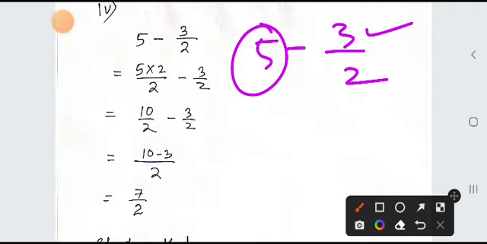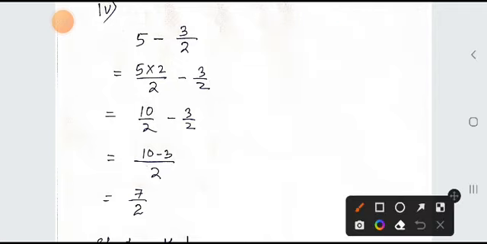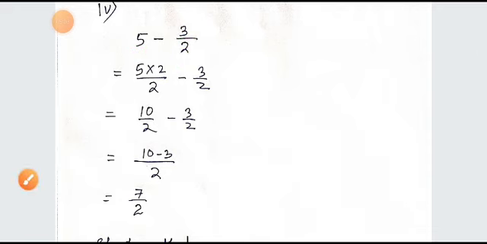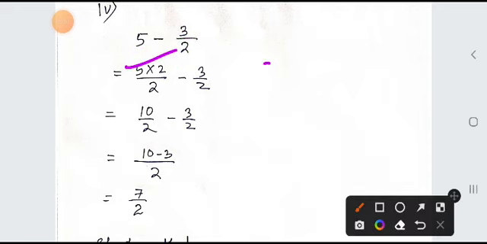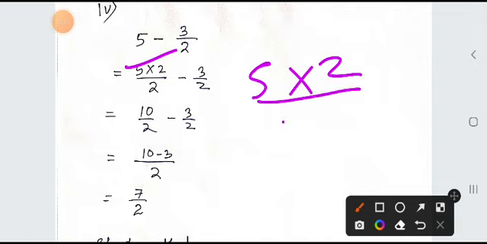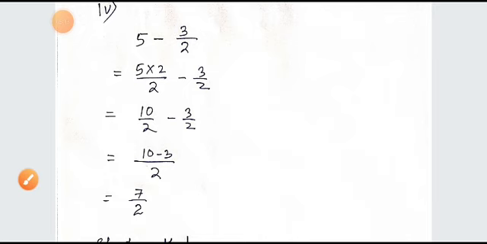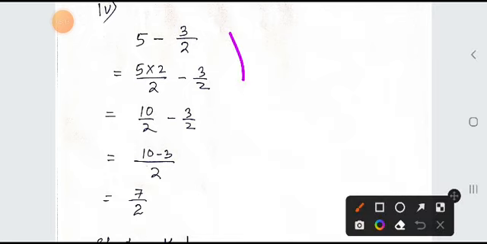Okay, so this kind of problem can also be solved by the method that we have learned. Here 5 is just 5 upon 1, so it has denominator 1 and the other has denominator 2. By thinking in this way, you can multiply the numerator and the denominator present in 5. As we have 5, we can multiply by 2 in the numerator and also in the denominator. So this is the way to convert them to like fractions, but this process takes time.